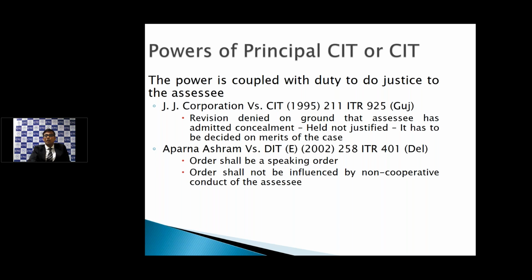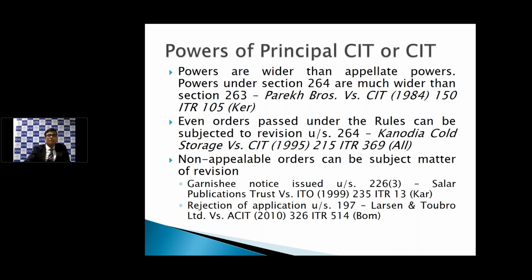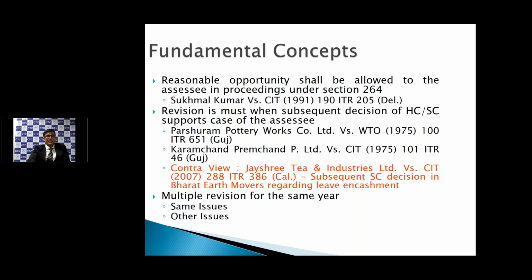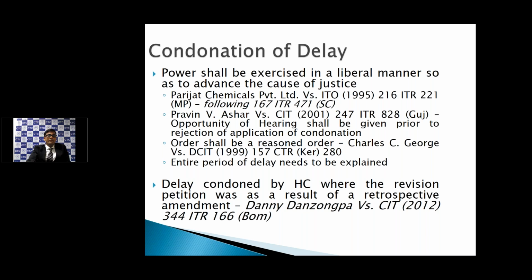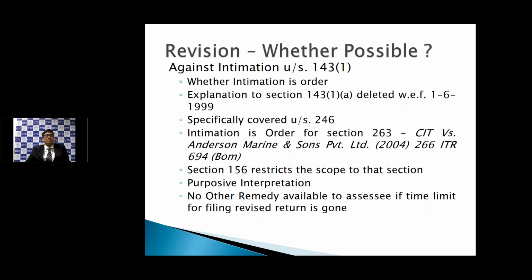It shall not be influenced by non-cooperative conduct of the assessee. Purely on the principles of application of law on the facts of the case, on the merits of the case, CIT has to decide his powers under section 264. Principles of natural justice ought to be followed, else it can be challenged by way of writ petition. Condonation of delay, this we have already seen. If the assessee doesn't make an application within 1 year, if there are reasonable causes, he can make an application for condonation of delay. And if there are good reasons, CIT has to condone the delay.